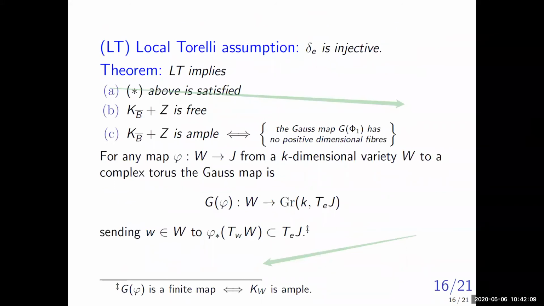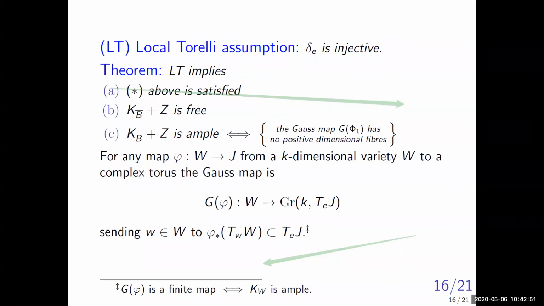And then three things happen. The first is that the assumption that the level 1 maps phi1 are finite is satisfied. The second is that the canonical bundle of B bar plus Z is free. And the third is, once something is free, you can ask whether it is ample. It's ample if and only if the Gauss map of the phi1 has no positive dimensional fibers.